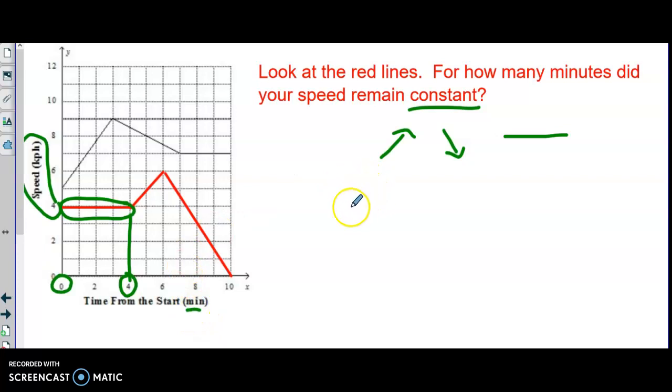Okay. So how many minutes did your speed remain constant? Well, it remained constant for 4 minutes. After that, it increases, you get faster, and then after that, it decreases and you get slower. So the only time it remained constant was right there.